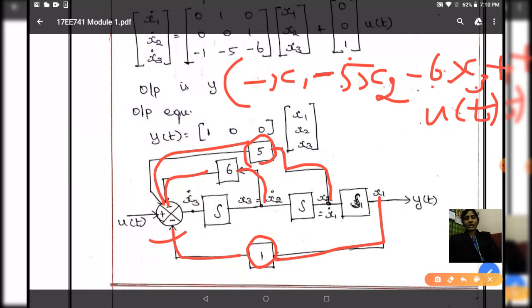When all these terms have been summed, you will get x3 dot. This is how you have to expand your state model diagram. So this is how you need to solve the problem to identify the state model if the given system has a differential equation. Thank you, students.